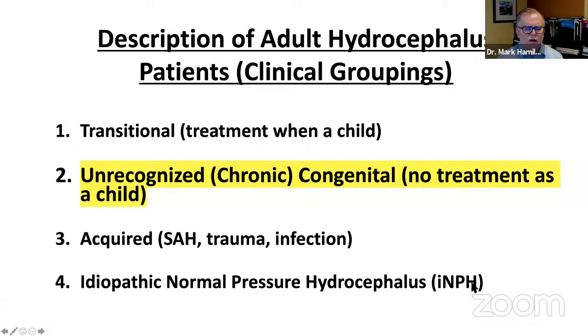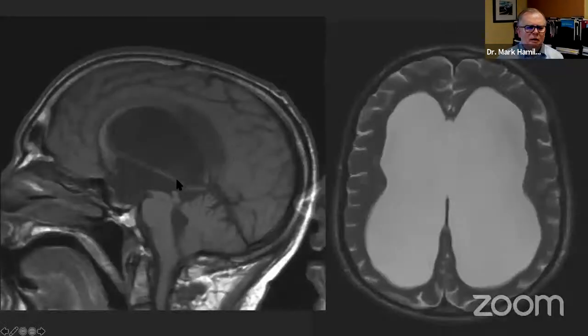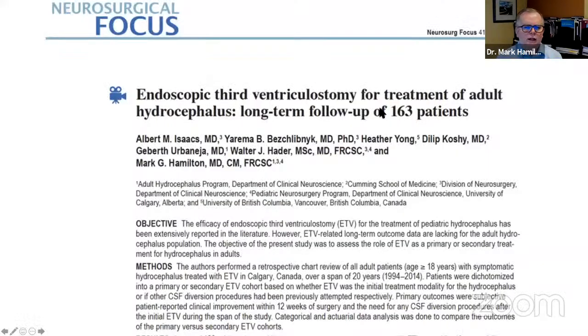We'll come to discuss iNPH. Most of the patients with iNPH are not candidates for ETV. So this is an example of an unrecognized congenital hydrocephalus patient: big head, big ventricles, aqueductal stenosis. And this is the kind of patient where a third ventriculostomy is a much better option than a shunt and really should be considered as first line for this group. There's good literature out there.